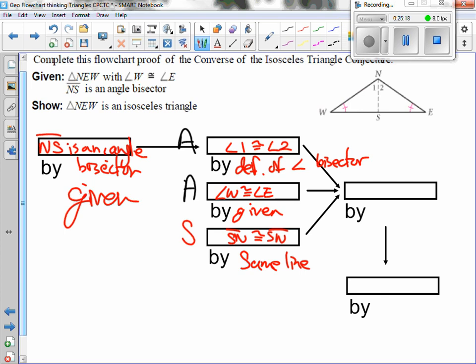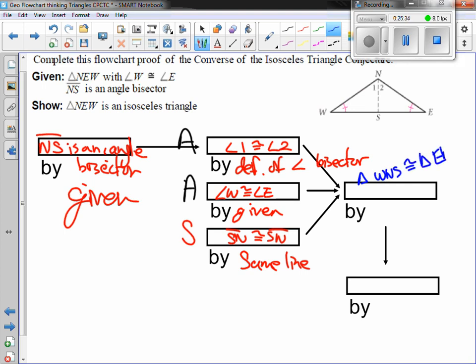Let's see here. Okay. So now we can say what? Triangle WNS is congruent to triangle ENS by our angle, side, angle, or side, angle, side. Either one works.